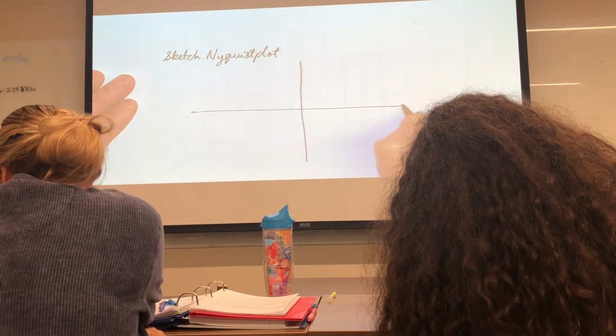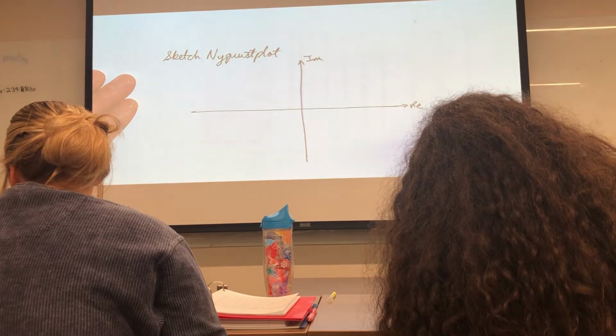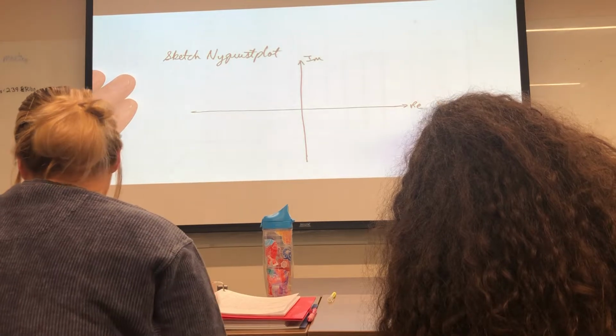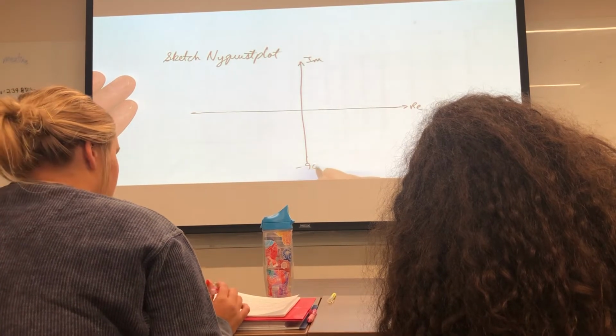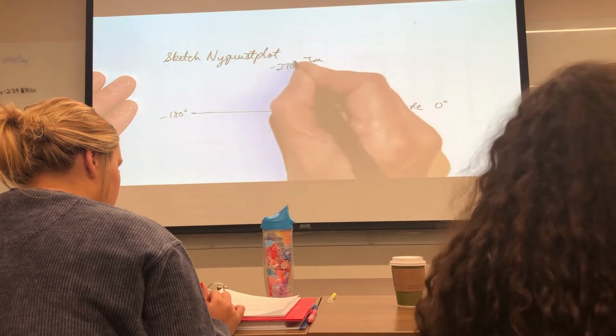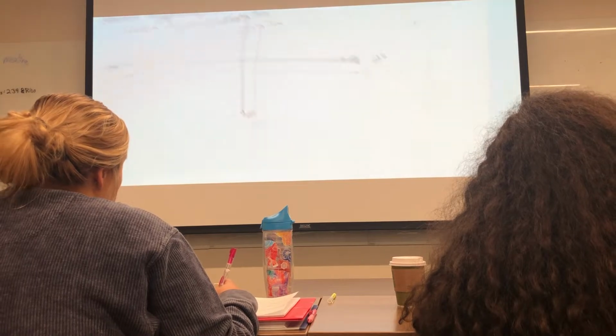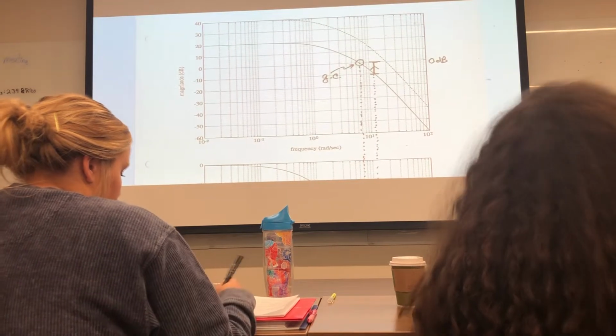The Nyquist plot, we're going to label this as the real axis and the imaginary axis, or we're going to think of this as polar coordinates. We're going to call this 0 degrees, minus 90 degrees, minus 180 degrees, minus 270 degrees. And the distance from the origin is the magnitude.